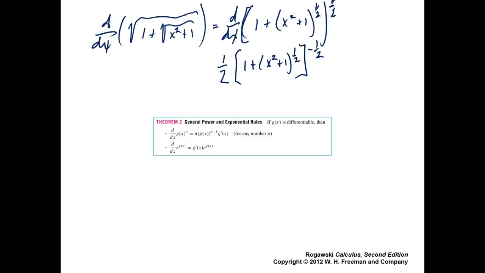Now, the next step is to do the derivative of the inside. Well, the derivative of 1 is 0. But the derivative of the inner part here, and this is times a 1/2.